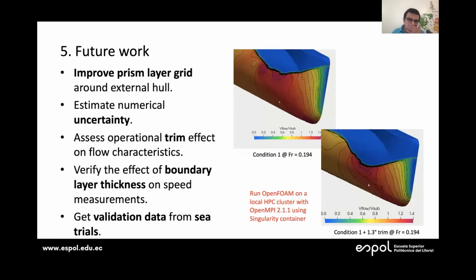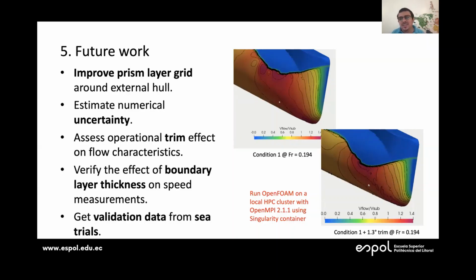What's next? We have been working on this problem since 2019, I think. We have a lot of things that we could improve, but right now we are working on verifying the effect of the boundary layer thickness on the speed measurements.